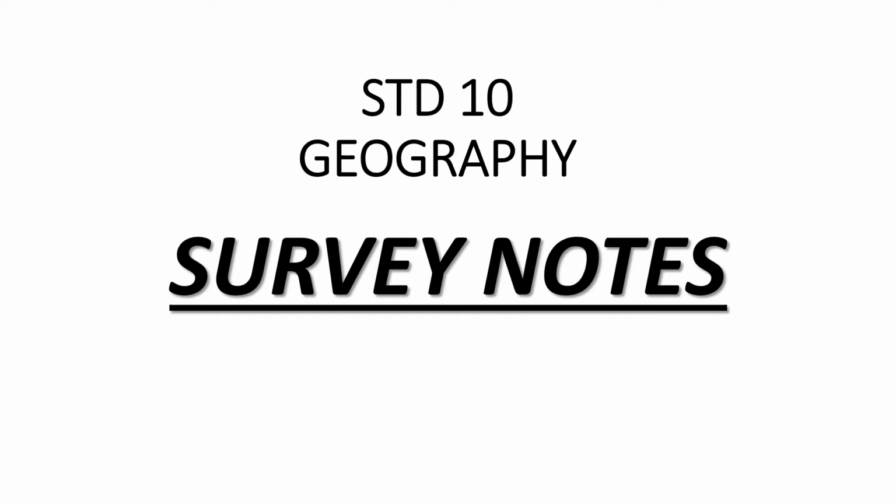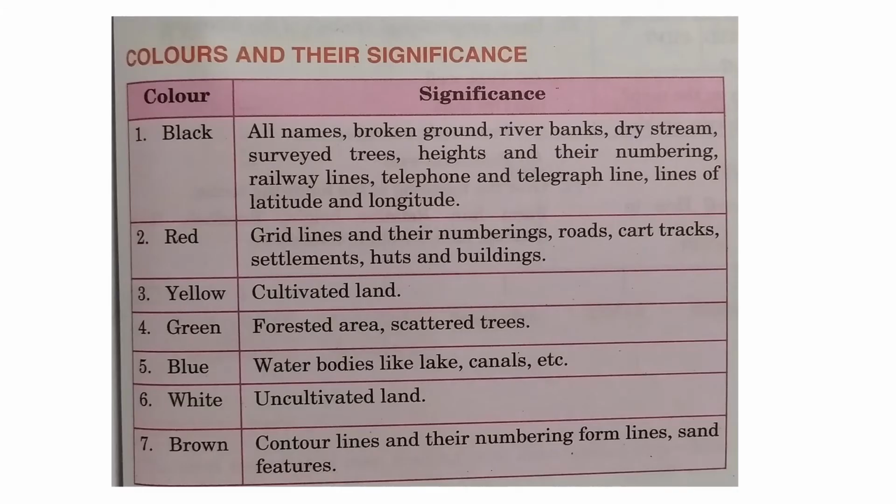Good morning class, this is standard 10 geography and today we are going to do some of the survey part of it. So first we are going to begin with the colors and their significance. First one is black color. These are all the different colors that you will be seeing in the survey sheet.